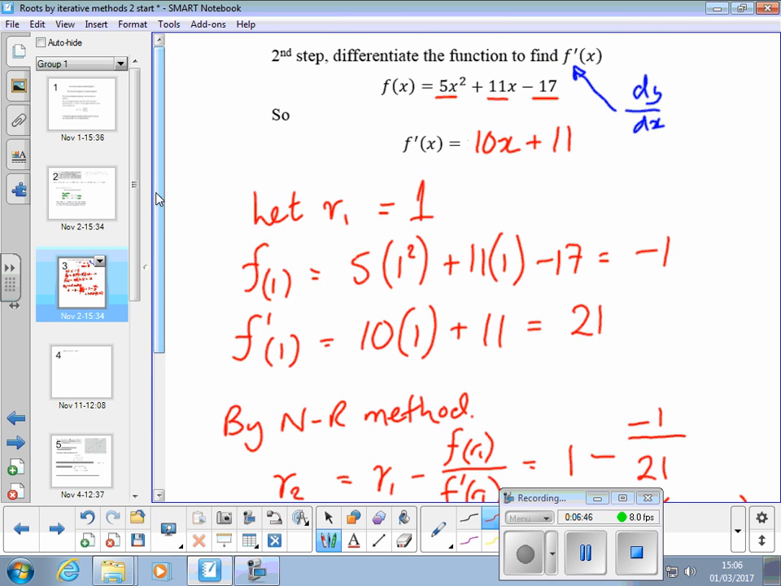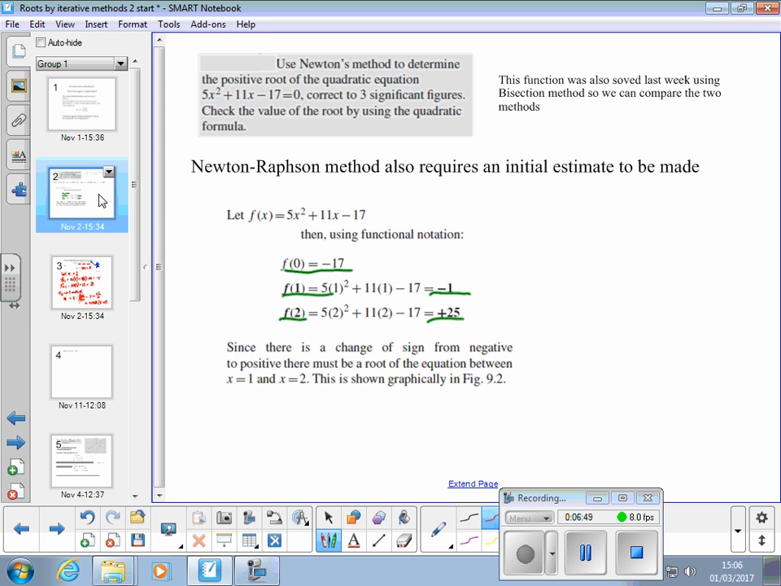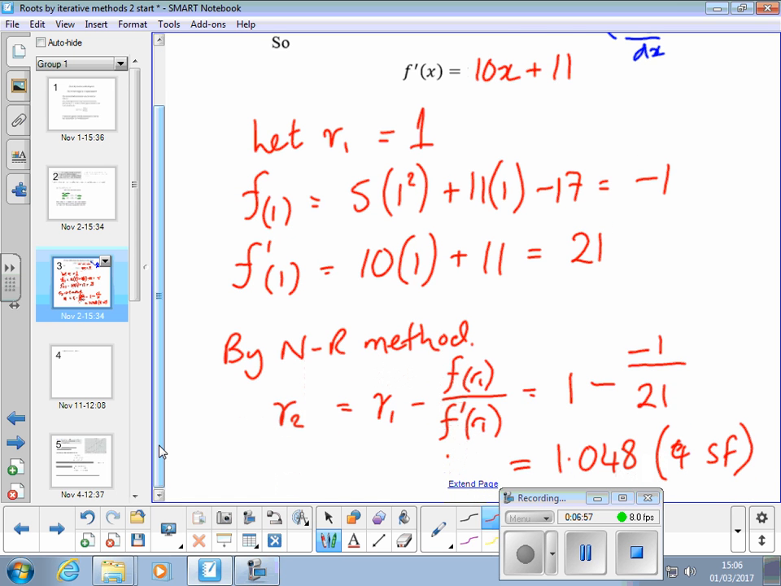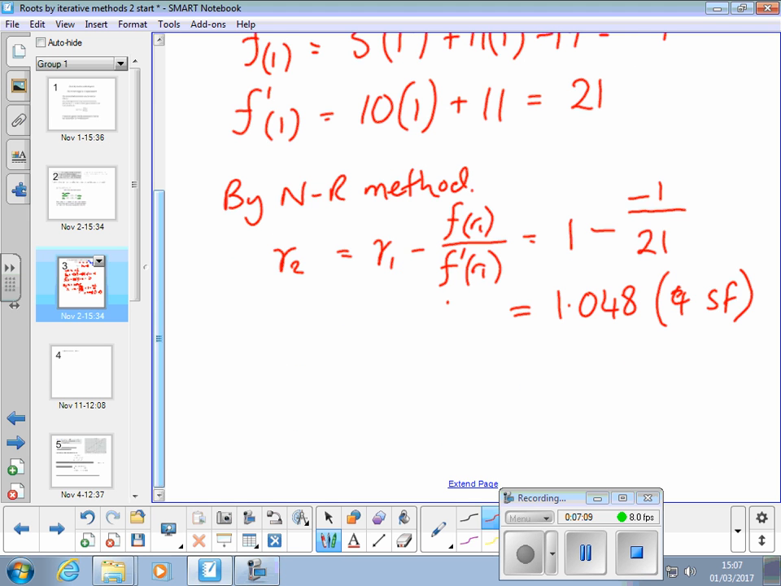Just going to check back what the question said with regard to, yeah, we're looking for an answer to 3 significant figures, so we need to keep at least 4 as we go through the process. And then what we're looking for is rounding that to 3 significant figures. So I'm just going to add to that equals 1.05 to 3 significant figures. You may well recognise that from this morning.